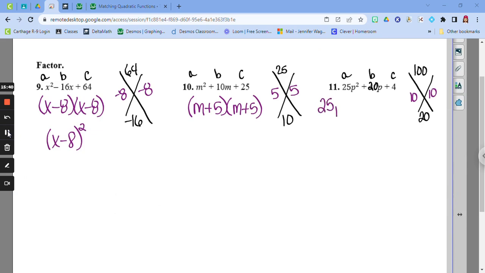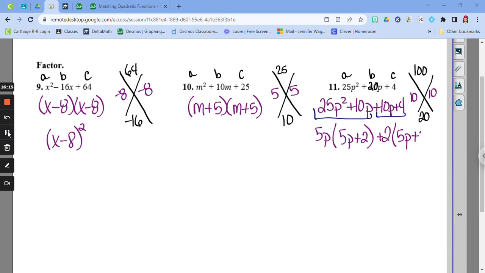So we have 25p squared plus 10p plus 10p plus 4. So now I can't use the shortcut because a is not 1. Out of the first two, I can divide those by 5p, leaving me with 5p plus 2. The second two, I can divide both of those by 2, leaving me with 5p plus 2. So I have the exact same two factors.